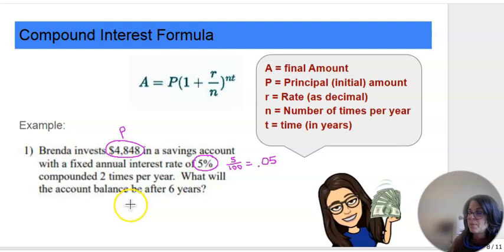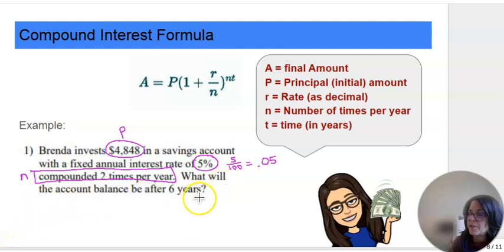Okay, now this is a big difference from the formulas that we've done so far. Compounded 2 times per year. So there's different words that you'll be introduced to for the number of times a year something is compounded. But this specifically says 2 times per year. And N is the number of times per year. So this is our N.